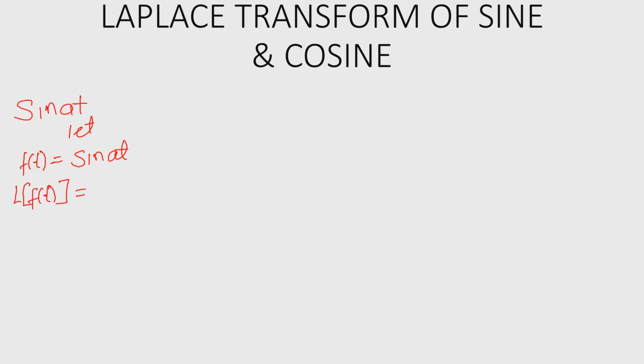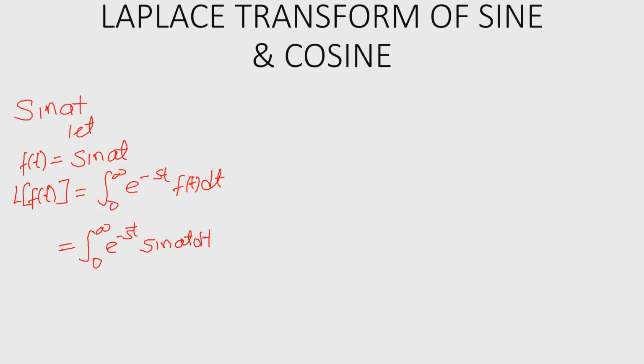So the Laplace transform of sine at will be the integral of e raised to the power of minus st, then f of t dt. So what is our f of t? Our f of t is, of course, sine at dt. Now when we have this, there's no way we can actually evaluate this with e.